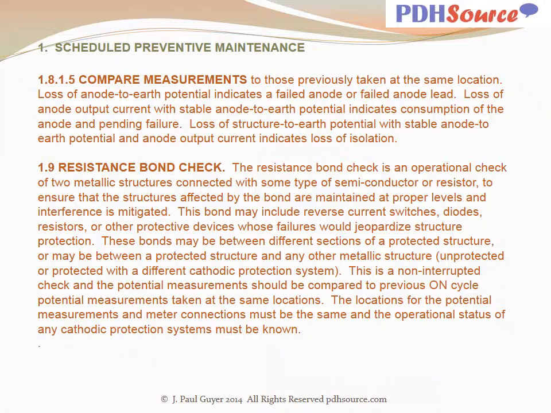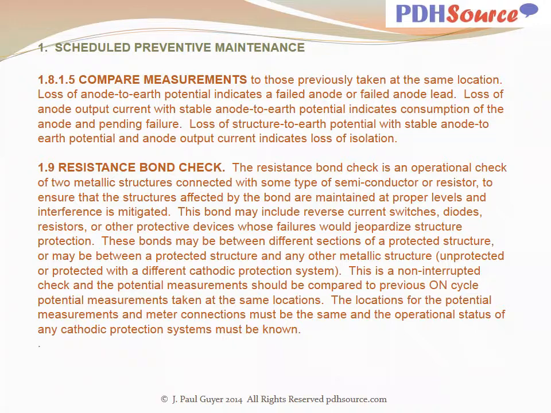The resistance bond check is an operational check of 2 metallic structures connected with some type of semiconductor or resistor to ensure that the structures affected by the bond are maintained at proper levels and interference is mitigated. This bond may include reverse current switches, diodes, resistors, or other positive protective devices whose failures would jeopardize structure protection. These bonds may be between different sections of a protected structure or may be between a protected structure and any other metallic structure, unprotected or protected with a different cathodic protection system.